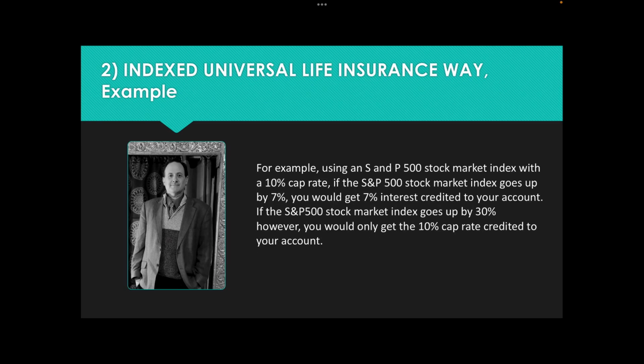For example, using an S&P 500 stock market index with a 10% cap rate, if the S&P 500 stock market index goes up by 7%, you would get 7% interest credited to your account. If the S&P 500 stock market index goes up by 30%, however, you would only get the 10% cap credited to your account.